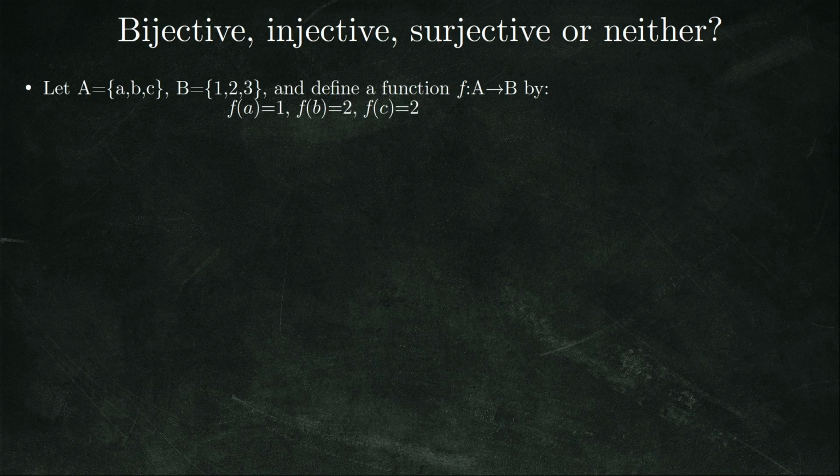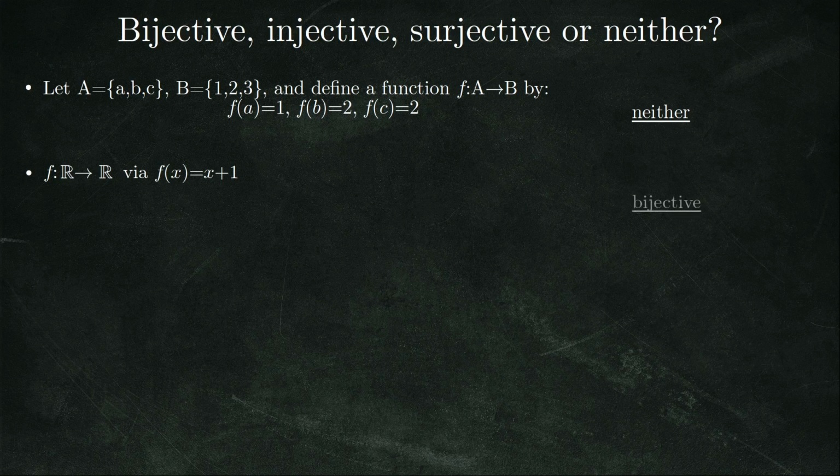We see that A gets mapped to 1, B gets mapped to 2, and C gets mapped to 2. Well, this is none of them, so it's not surjective because nothing maps to the value 3, which is in the codomain. And it's not injective because both B and C get mapped to the same value, 2. Okay, the next function here.